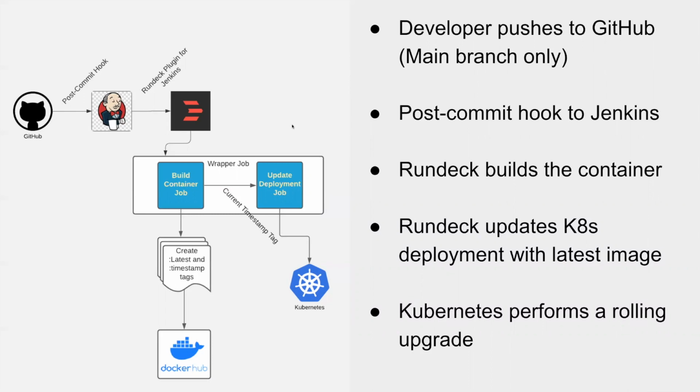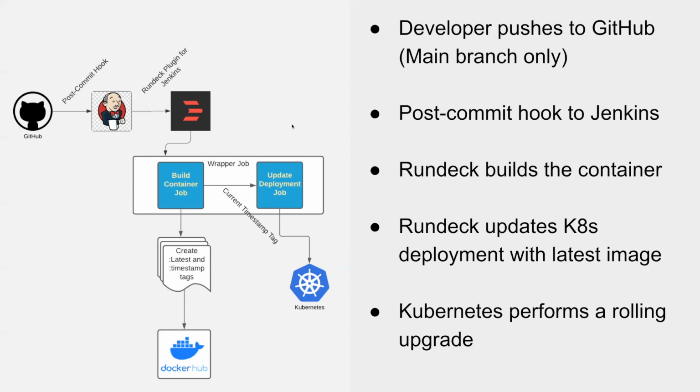And then from Rundeck, we're going to have a couple of jobs. A job in Rundeck is basically the singular component of your automation. Think of it like a script. So in this case, we're going to call a wrapper job that calls two jobs internally, and those jobs are running sequentially. The first is the build container job, which will build your container. We're going to create two tags, one for latest and one with a timestamp. Both of those will be pushed to Docker Hub.